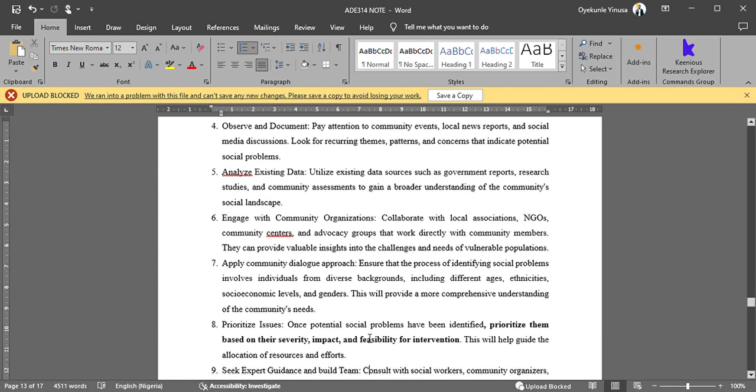Once you're able to do this, you need to apply a community dialogue approach. Everybody in the community must be carried along, irrespective of their age, irrespective of their gender, irrespective of their class. Everybody must be carried along in order to get the required information. If you segment the people that you want to ask questions, for instance, only the people of high social class, you will not know the nitty-gritty of where the social problem is coming from. And that is why you need to engage everybody.